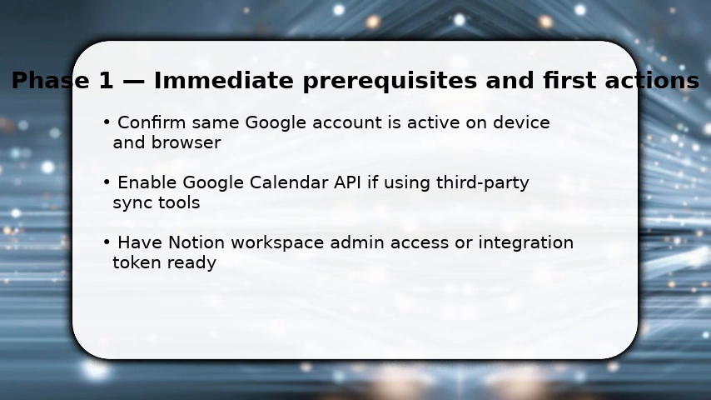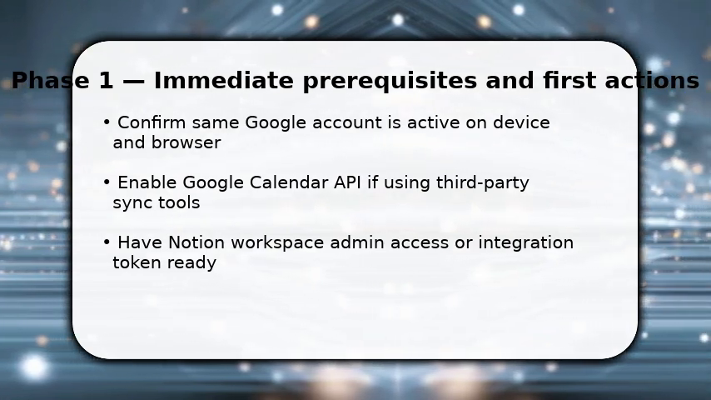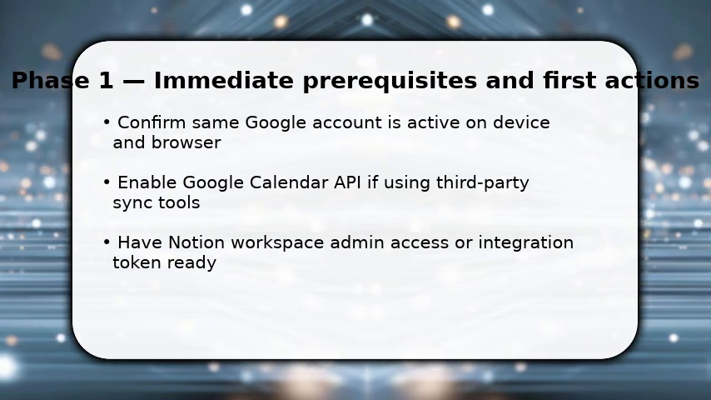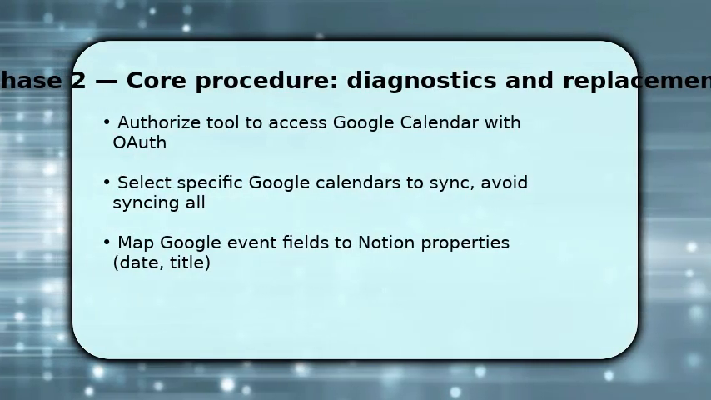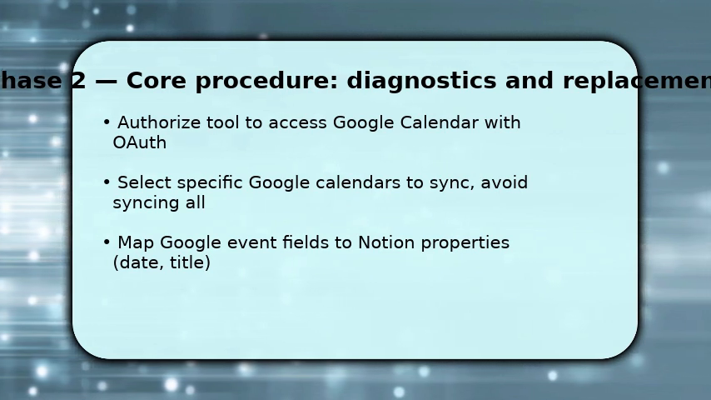Now open the Sync tool or Notion settings. Move quickly to grant access, since permissions are the gatekeepers to successful syncing. Once authorization is granted, you select which Google calendars to sync. Pick only the calendars you need to avoid clutter.